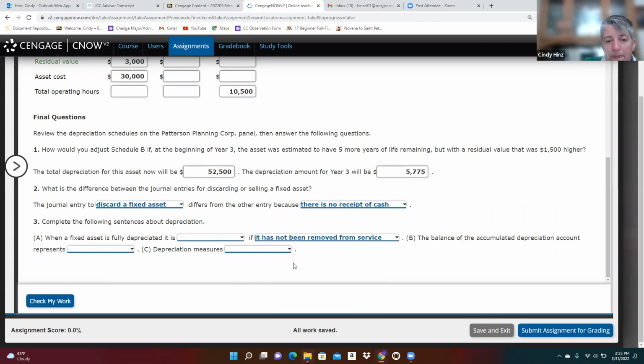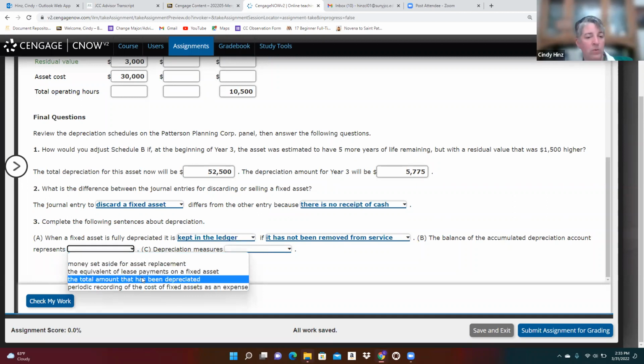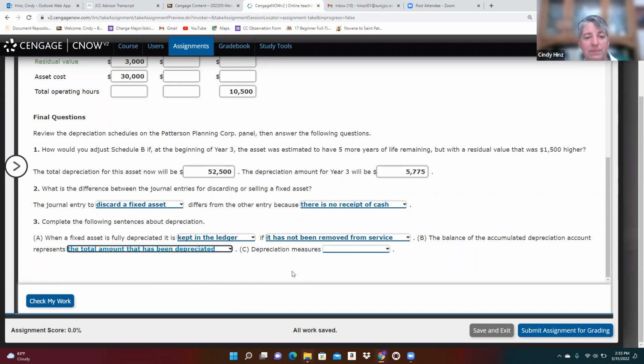So that one would match up. The asset, if it's fully depreciated, it is kept in the ledger if it has not been removed from service. That part is true. Okay. We would remove it from the ledger only if we sold it or got rid of it, threw it away. The balance of the accumulated depreciation account represents, looking at those options, the only one that is correct is the accumulated depreciation is the total amount that has been depreciated or recorded as expense.